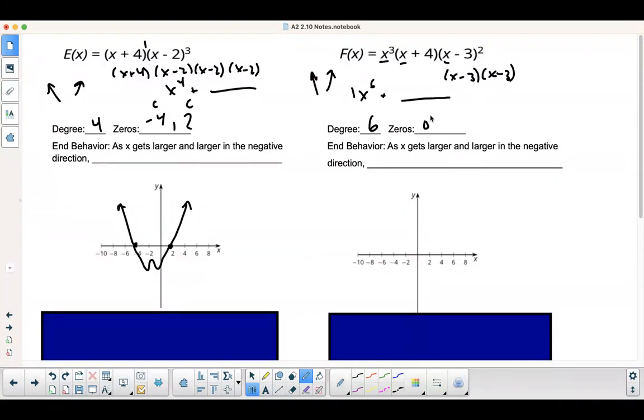My zeros are 0 from here. And since this is an odd power, it'll cross. -4 here. And again, this is to the first, so that is going to cross. And then +3, and that's going to be a bounce. So I put my 0 there, my -4, and my 3. I know my end behavior. And we cross at -4, we cross at 0, and then we bounce.